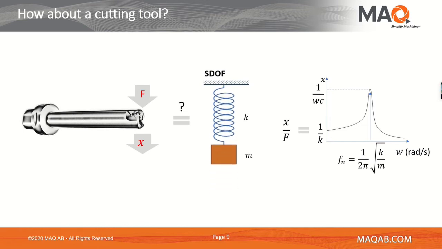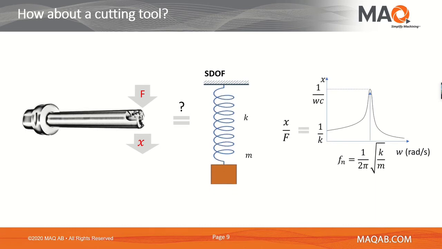A machine tool has natural frequencies. And remember that we have been trying to define the equations to calculate the natural frequency of a cutting tool by its mass and its stiffness.